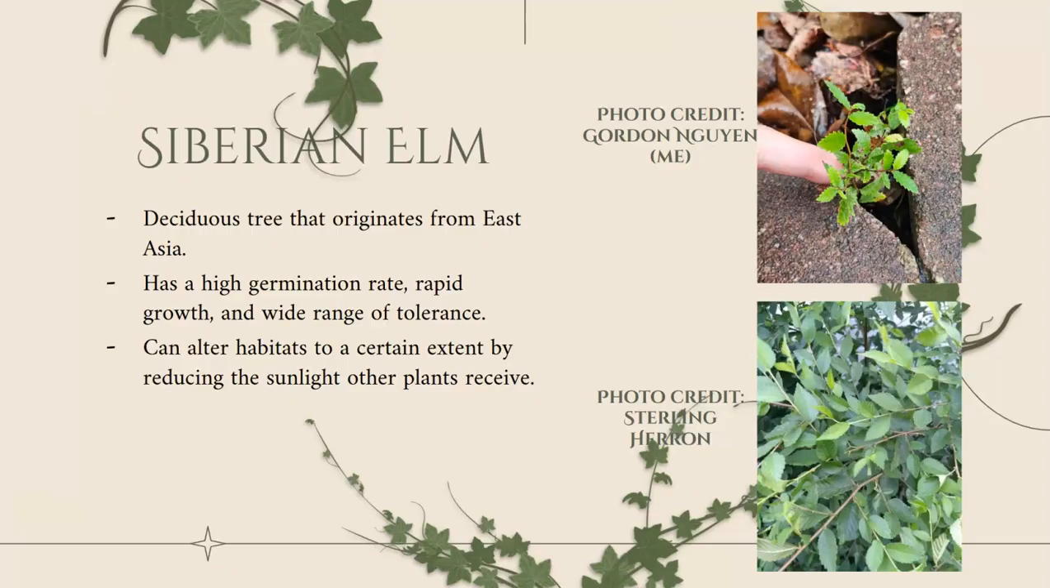The second threat that Siberian elms pose is that they can alter habitats to a certain extent. When this plant species is densely populated in an area, it can reduce the sunlight other plants receive. This is detrimental to species that are shade intolerant and animals that rely on these species for food.